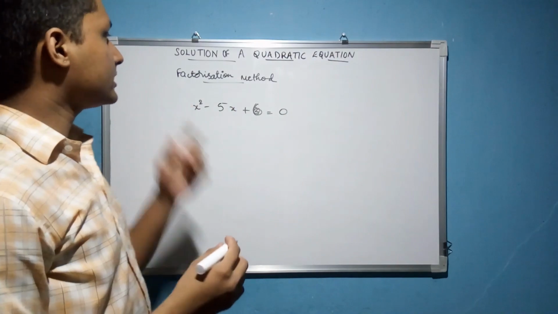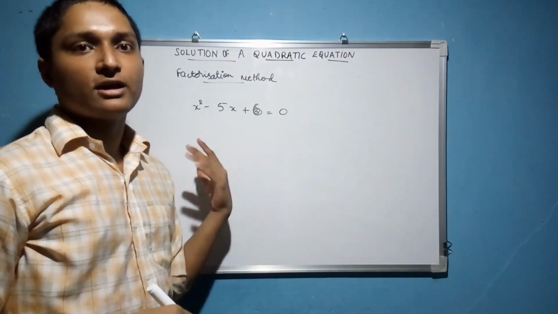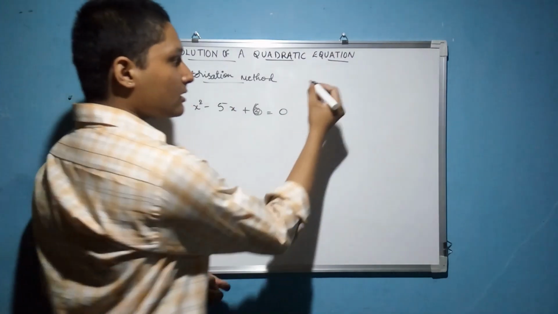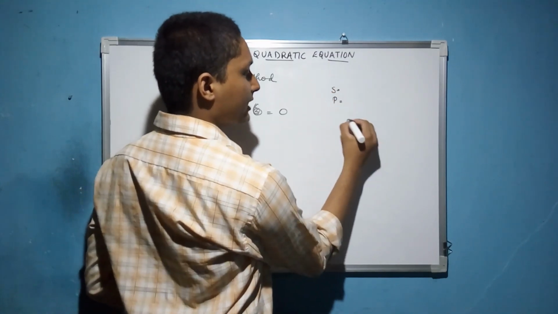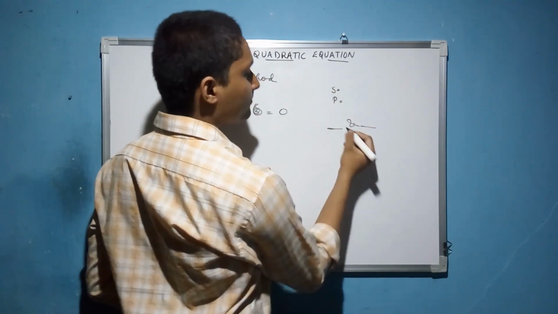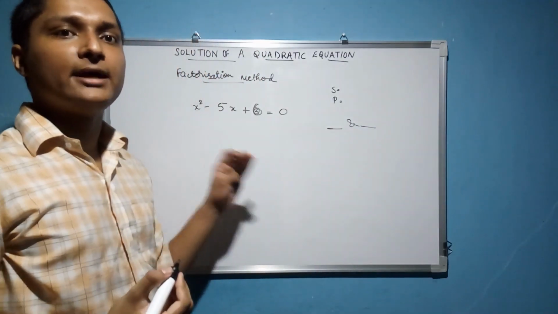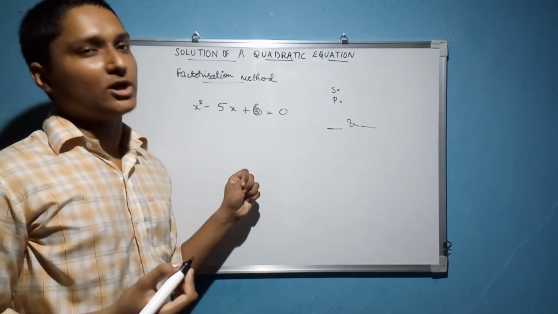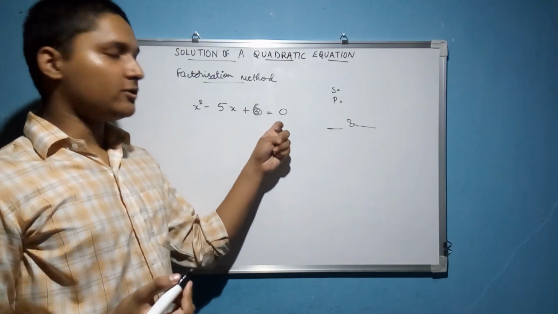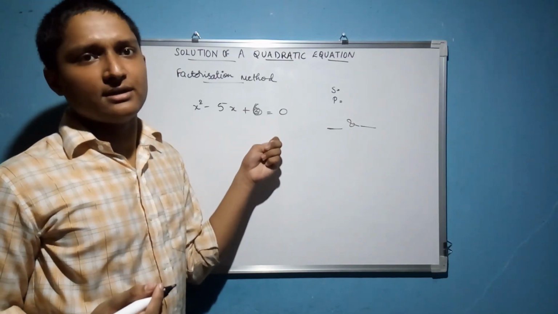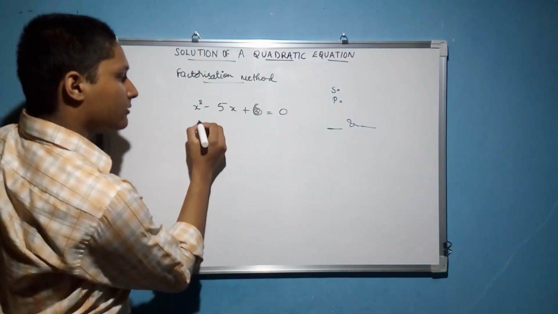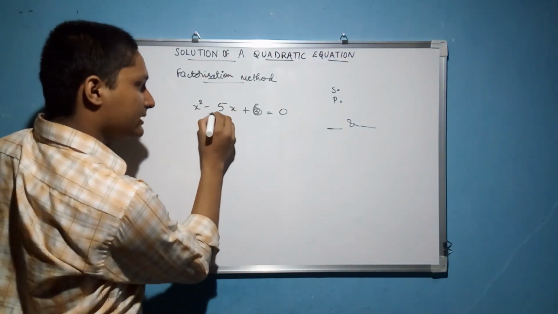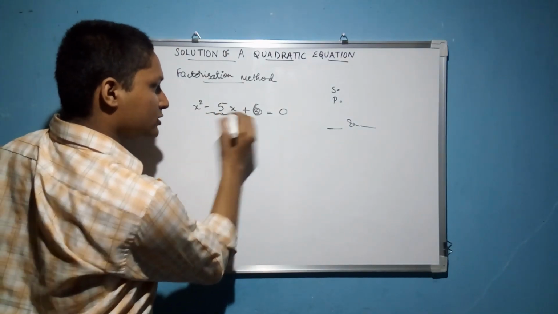So using the factorization method I'm going to find it out very easily. The first step is I need to write what is the sum and what is the product, and I need to find two numbers for splitting the middle term. The first thing we were doing to find the zeros of a quadratic polynomial was to equate it to 0. That is already given in the question here. This is x square, so I need to split this middle term.